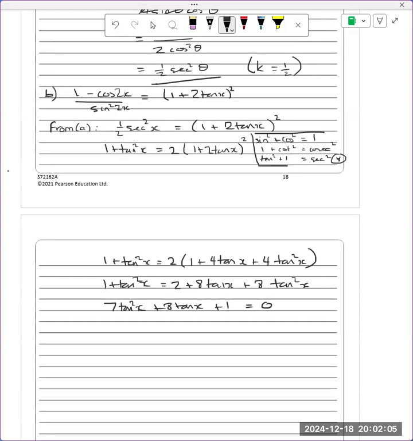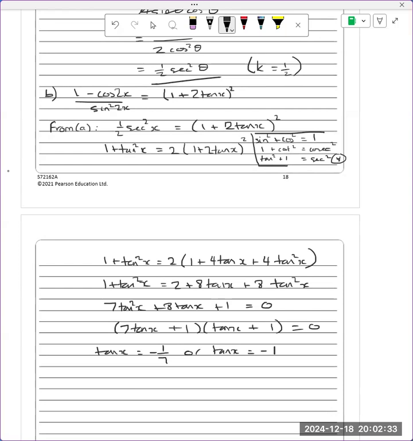That looks very much like it's going to factorize to me. So I think we have a 7 tan x and a tan x, and we're going to have a 1 and a 1. And it's all going to be nice and plus because we want plus 8. So therefore we have tan x is negative 1/7, or tan x is negative 1.